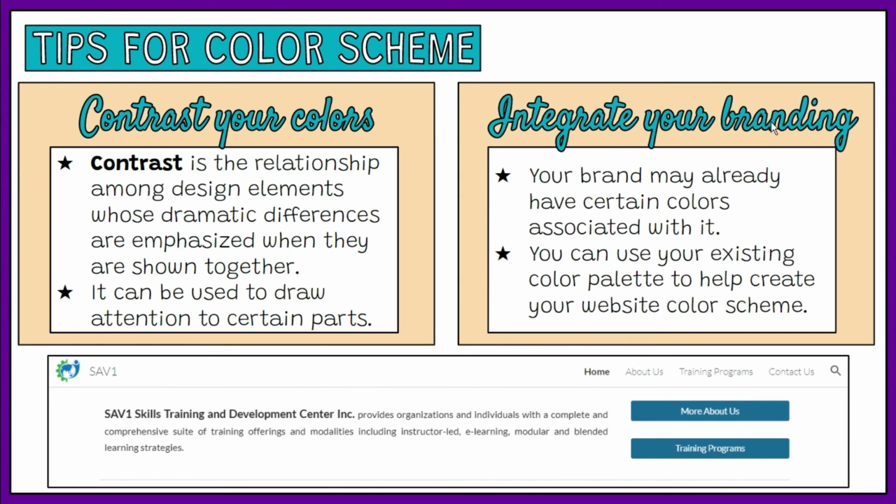Integrate your branding. Consider how your branding will play into your color scheme. Chances are your brand already has certain colors associated with it. If that's the case, you can use your existing color palette to help create your website color scheme. For example, this web page uses the brand's two main colors, blue and green.